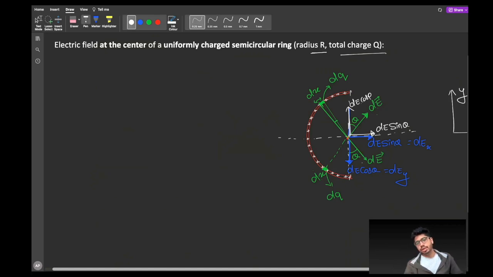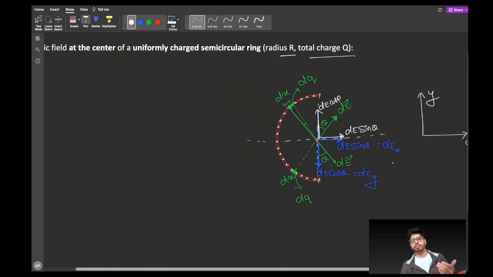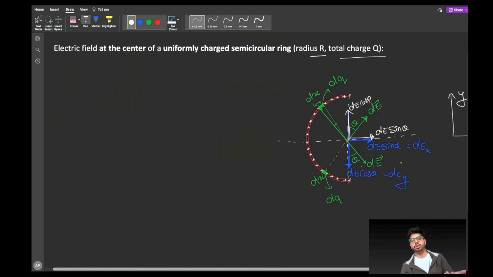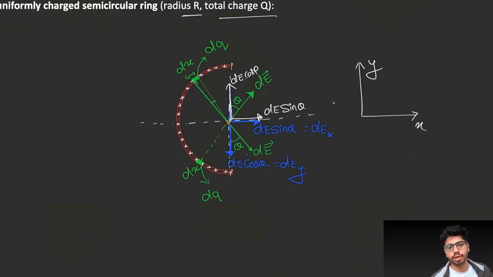And this dE sine theta means the component that is coming every time in the x direction is going to add up every time. That is not going to give us a zero result. If you look at this carefully, the net electric field due to that circular arc is only in the x direction.